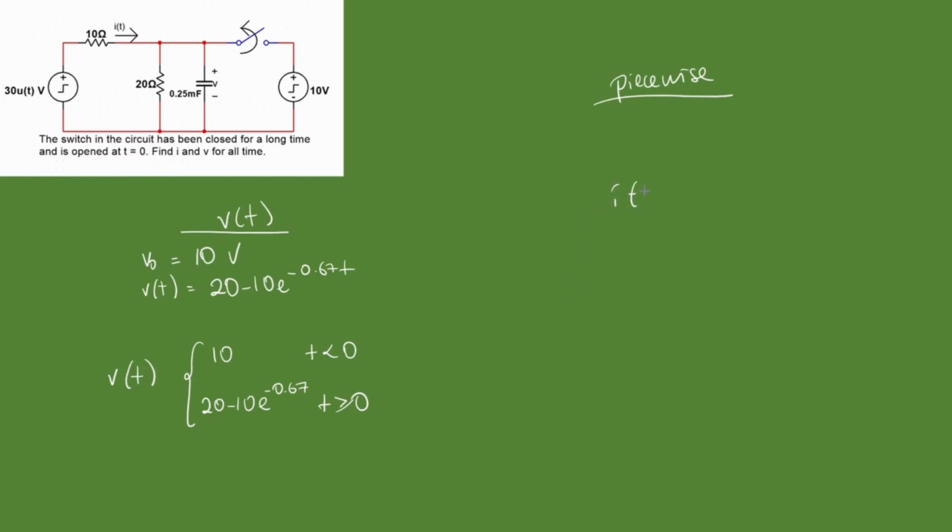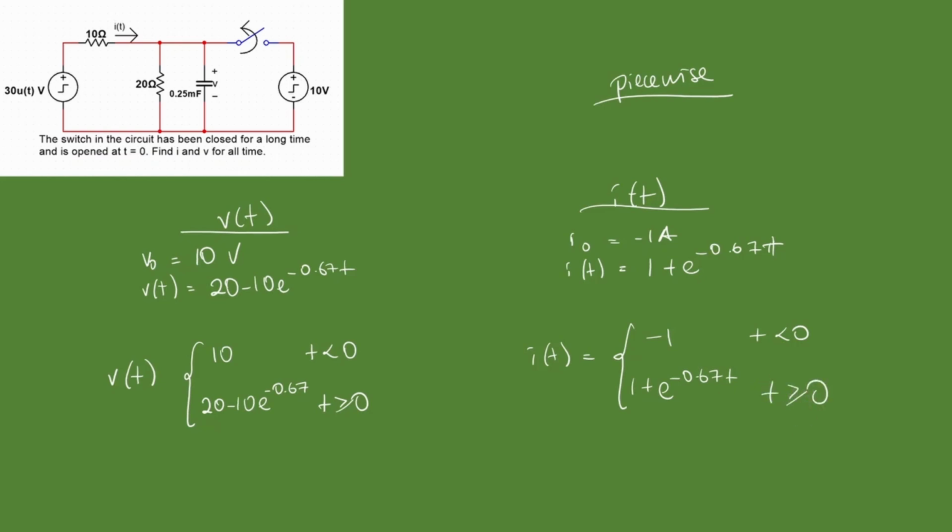So for I of t, alright, we got I naught to be negative 1 amp, and I as a function of t to be 1 plus e to the minus 0.67t. Wow. I have said that a lot today. So, writing this as a piecewise, I of t is negative 1 for t less than 0, and 1 plus e to the minus 0.67t for t greater than 0. Ta-da! That's what we have.